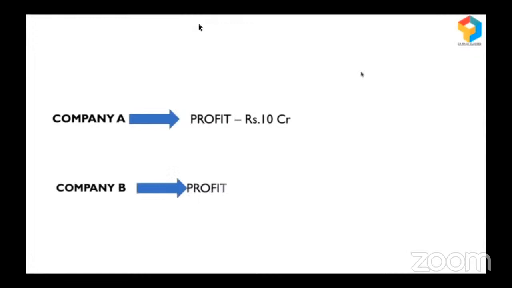I'm going to take you through an example. Let's say there is company A and company B. Company A has reported a profit of 10 crore and company B has reported a profit of 5 crore. If I ask you which company has performed well at this point, what will be your answer?